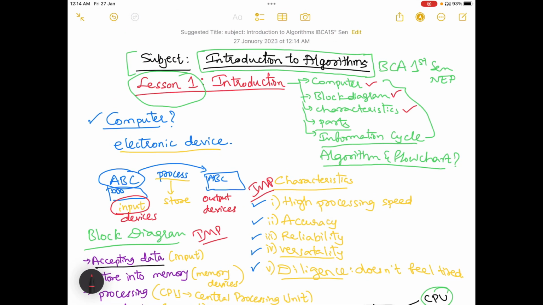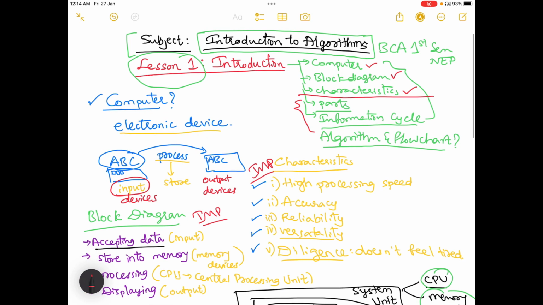Okay. So I think for now it is enough for today. We will see the next things in the next session. Okay. So parts of the computer system, information cycle, and then we will start introducing algorithms and flowcharts in the next class.